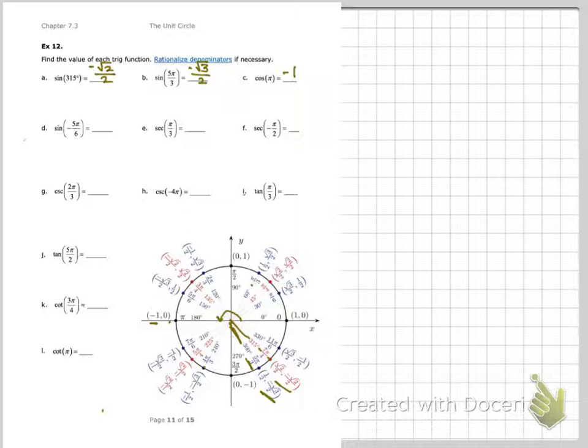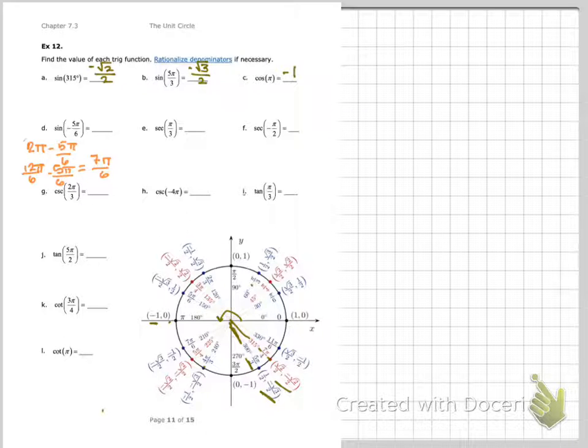Okay, sine of negative 5 pi over 6. Now you notice the unit circle is marked off in positive angle measures and not negative. So we want to figure out what is coterminal to negative 5 pi over 6, which means we've got to add 2 pi. So I'm going to make a common denominator here. I got 12 pi over 6 minus 5 pi over 6. That gives me a 7 pi over 6.